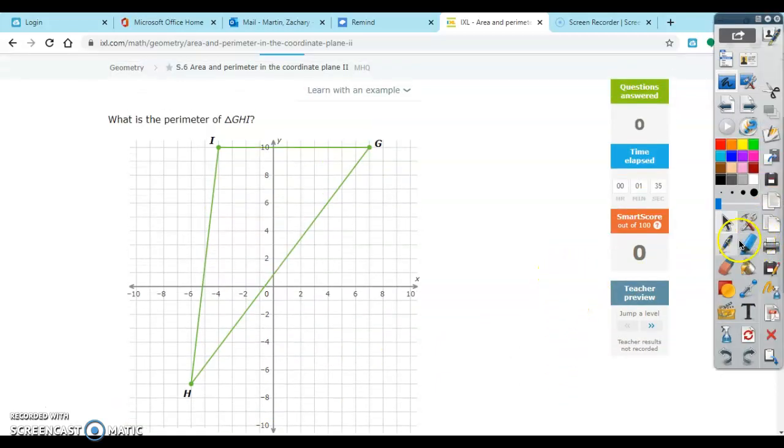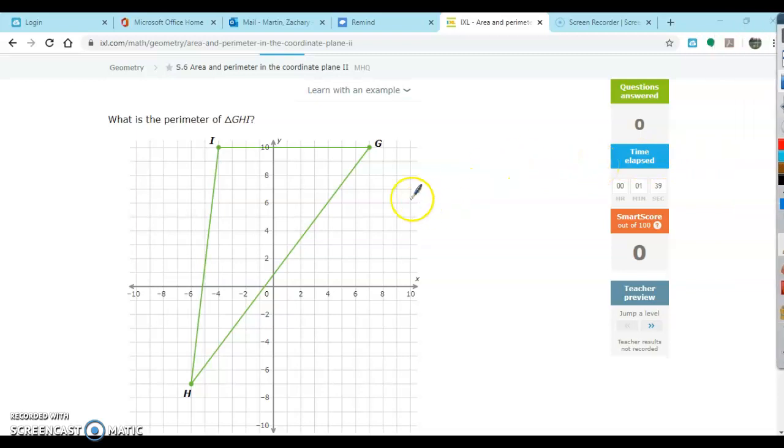Well, I think you've got something pretty easy to find, and that's the length of GI. G has an X value of 7, so that's 7 units back to the Y-axis. And I is at X value -4, so that's 4 units from the Y-axis. So that would be 11 units from I to G. But now I've got to figure out the distance from I to H, as well as the distance from G to H.